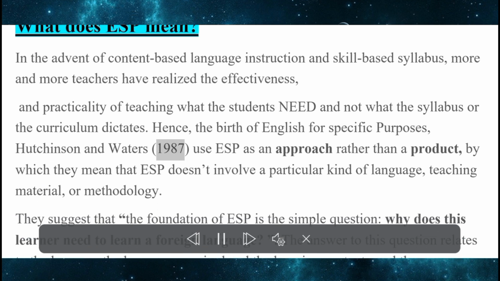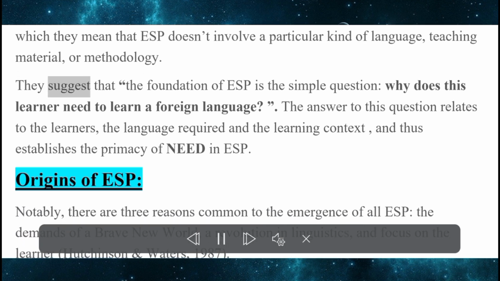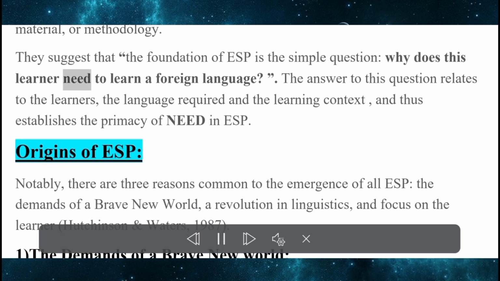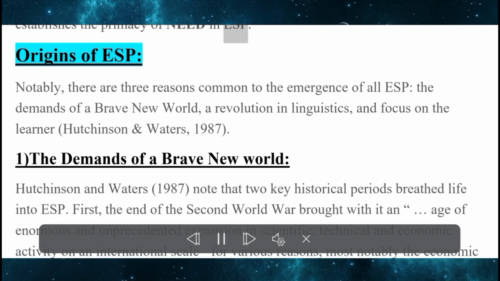Hutchinson and Waters, 1987, use ESP as an approach rather than a product, by which they mean that ESP doesn't involve a particular kind of language, teaching material, or methodology. They suggest that the foundation of ESP is the simple question, why does this learner need to learn a foreign language? Quote, the answer to this question relates to the learners, the language required and the learning context, and thus establishes the primacy of need in ESP.